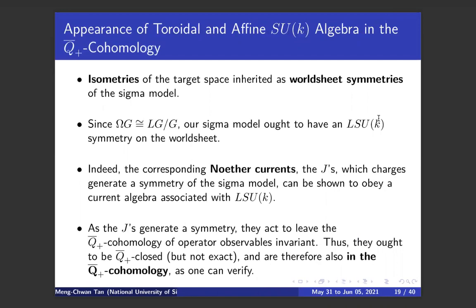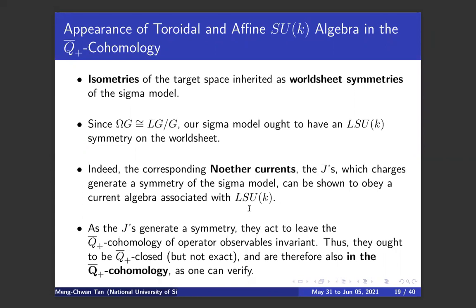So isometries. Let's talk about how the toroidal and affine algebras actually appear in the Q-plus homology. Isometries of the target space are inherited as worldsheet symmetries of the sigma model. This is quite intuitive. If you look at the base loop group, it is LG mod G, so our sigma model ought to have an L SU(K) symmetry on the worldsheet. Indeed, we compute the corresponding Noether currents, the J's, whose charges generate a symmetry of the sigma model, and it can be shown to obey a current algebra associated with the loop group of SU(K).